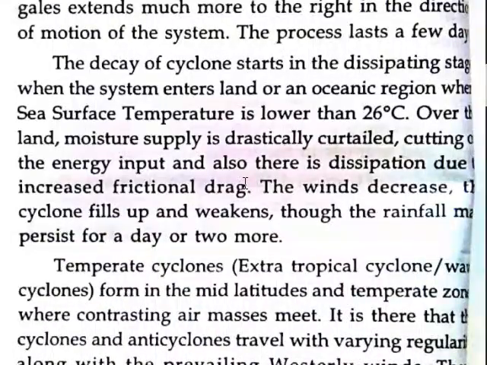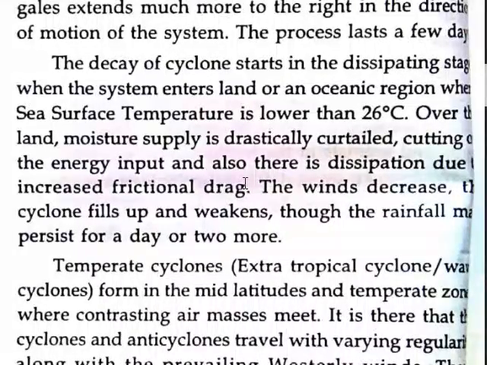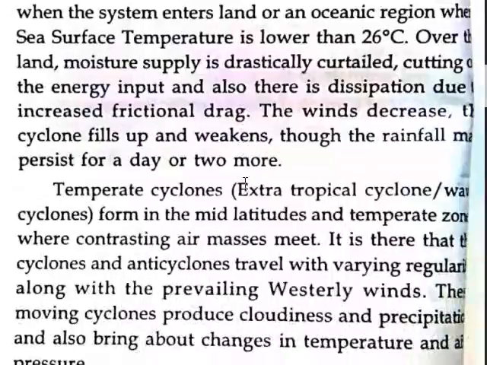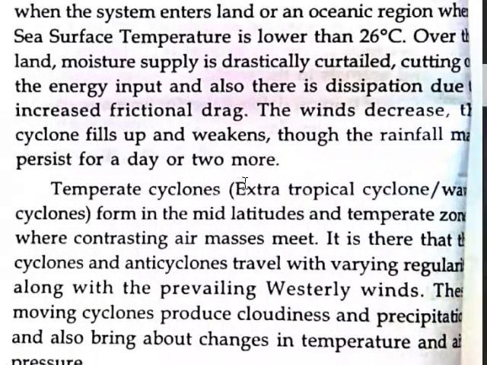The decay of the cyclone starts in the dissipating stage, when the system enters land or an oceanic region where sea surface temperature is lower than 26 degrees centigrade. Over land, moisture supply is drastically curtailed, cutting off the energy input, and there is also dissipation due to increased frictional drag. The winds decrease, the cyclone fills up and weakens, though the rainfall may persist for a day or two more.